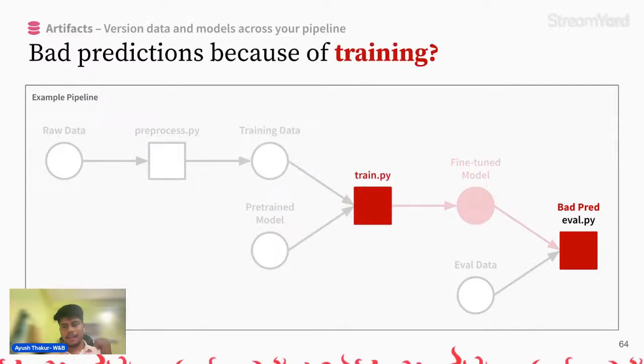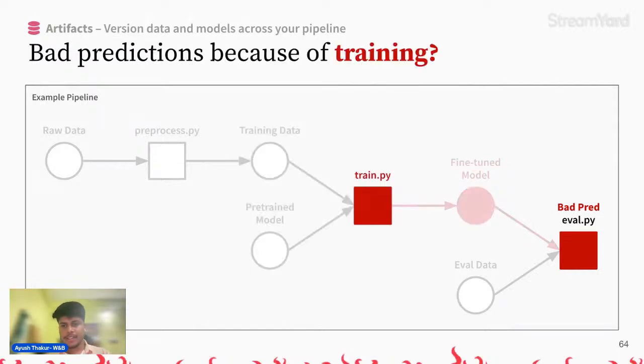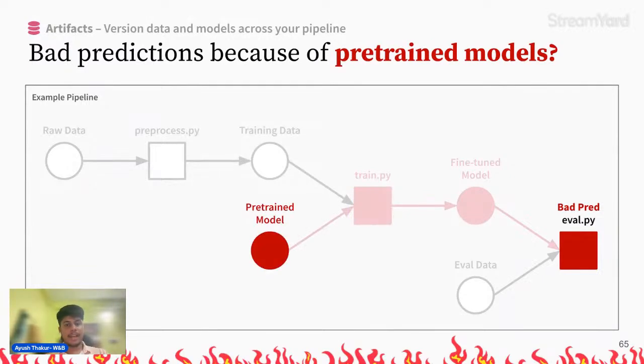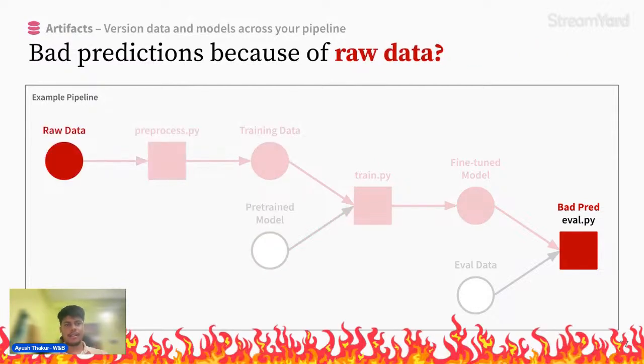Right. So coming back to this bad evaluation, this cute puppy being evaluated wrongly. It might be a flaw in the training file. It might be that you selected a wrong pre-trained model. Maybe there was a mistake in the pre-processing file. Maybe you started with the wrong raw data. I mean, the data might be semantically similar, but it was still the wrong data to start with. Or the annotations of the raw data were changed, right?